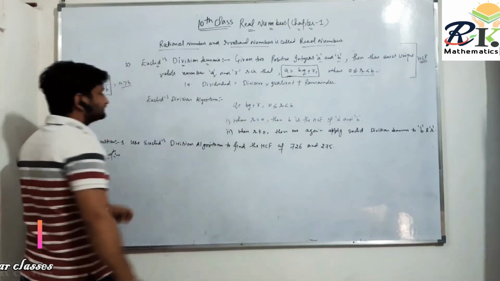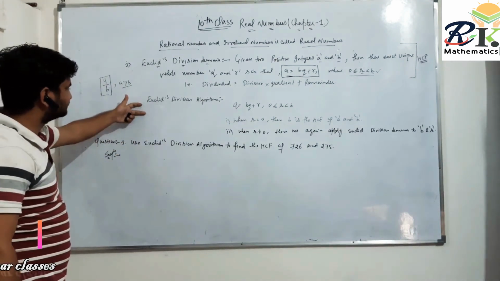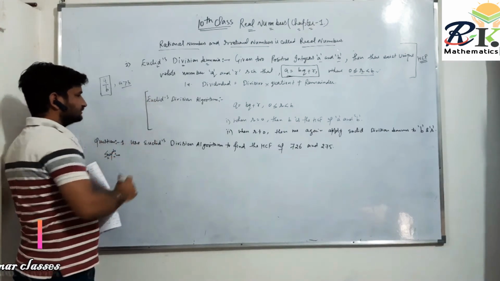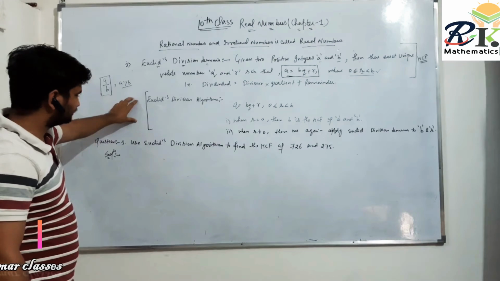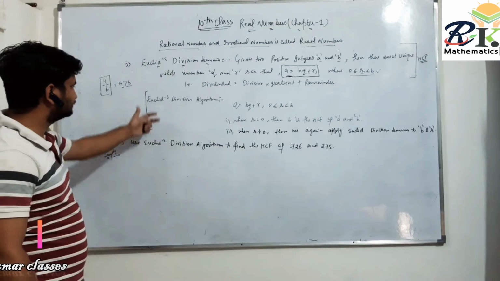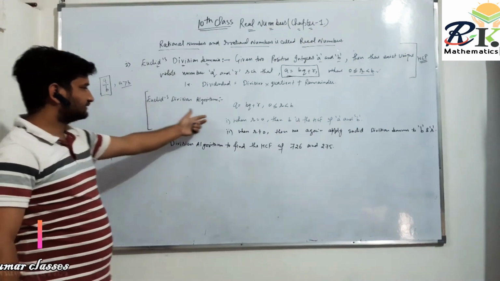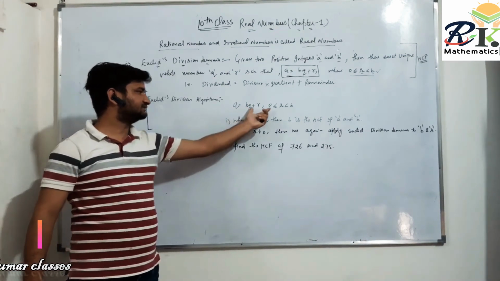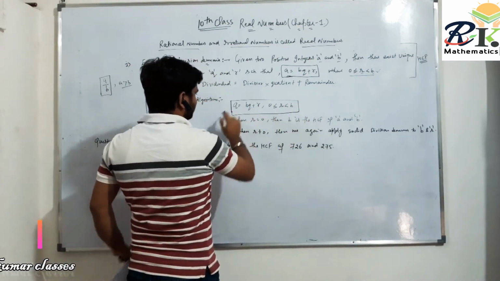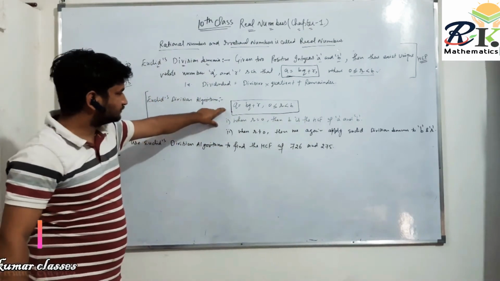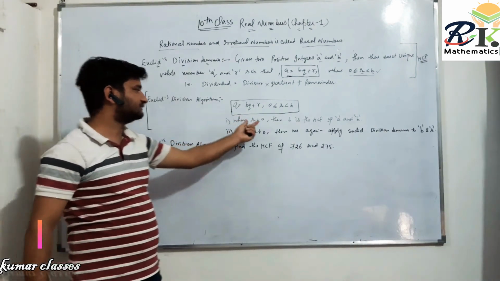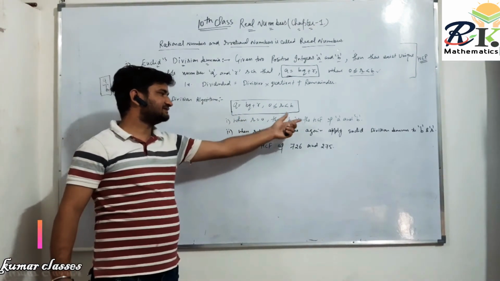Next we study what Euclid's division algorithm is. This is used for calculating the HCF of many larger numbers. So what is this algorithm? First we write a is equal to bq plus r, with 0 less than or equal to r less than b, which is always true, and we use this. In the first case, when r is 0, when the remainder is 0, then b is the HCF of a and b.